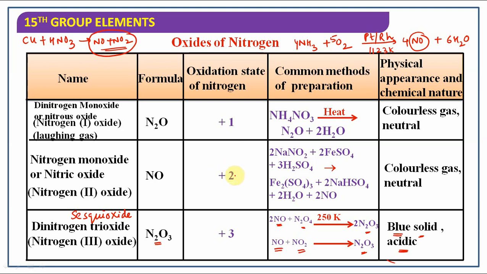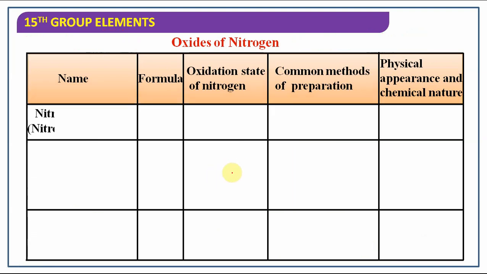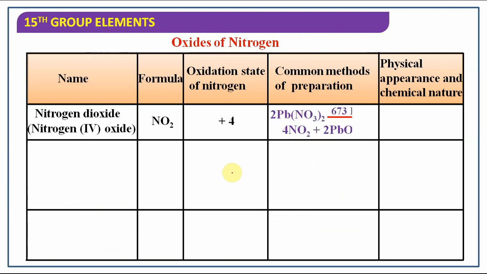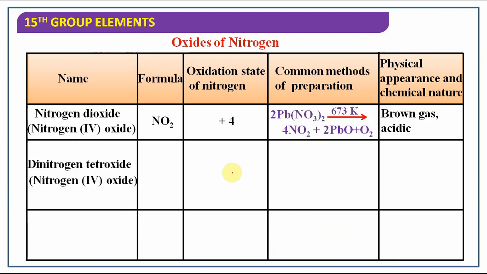Now next, if you see NO2, nitrogen dioxide, the nitrogen oxidation state is 4 in this oxide. So that's why they have written nitrogen 4 oxide. NO2 is the formula. Oxidation state of nitrogen is +4. Very important preparation method: thermal decomposition of lead nitrate will give you 4NO2 plus PbO plus O2.